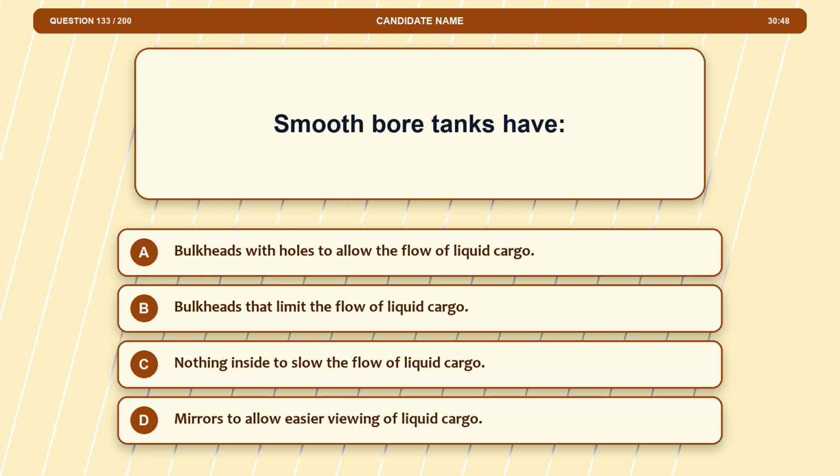Question 133. Smoothbore tanks have Option A. Bulkheads with holes to allow the flow of liquid cargo. Option B. Bulkheads that limit the flow of liquid cargo. Option C. Nothing inside to slow the flow of liquid cargo. Option D. Mirrors to allow easier viewing of liquid cargo.